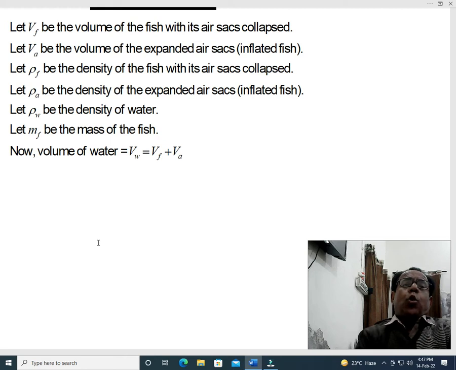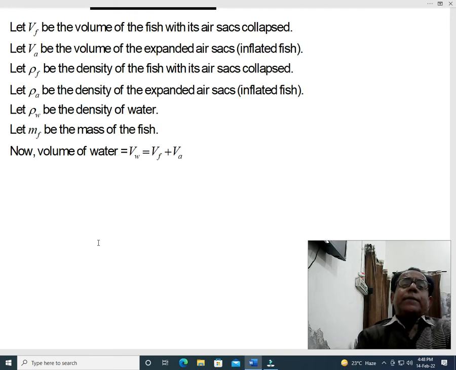Similarly, let rho a, here again a is written as a subscript of rho, be the density of the expanded air sacs, that is inflated fish. Okay, in the same way as Va was the volume of expanded air sacs, rho a is the density of expanded air sacs, that is inflated fish. Similarly, let rho w be the density of water.